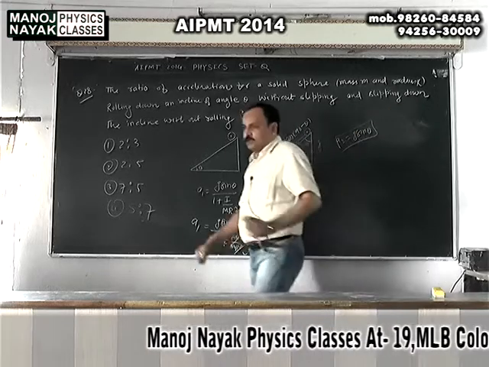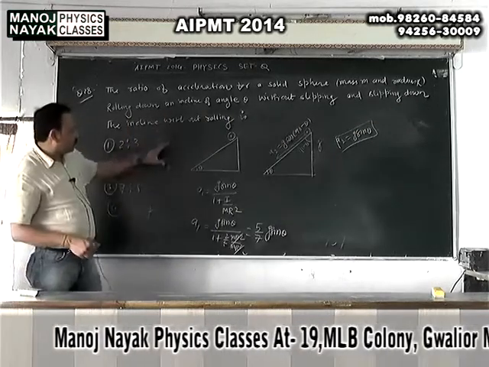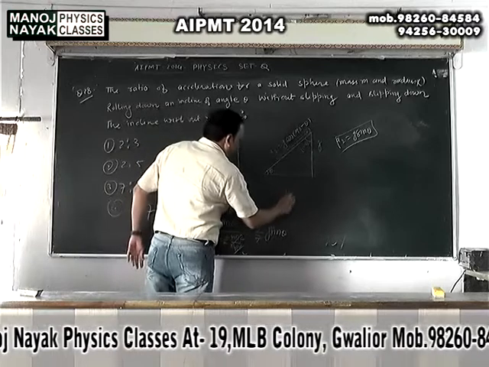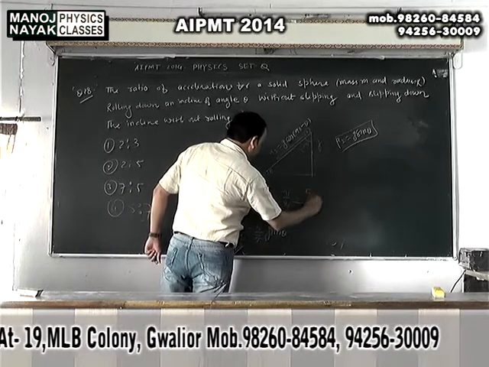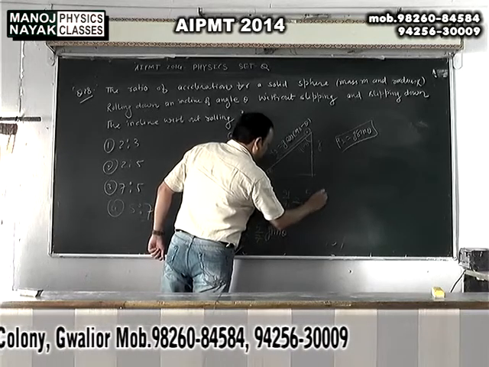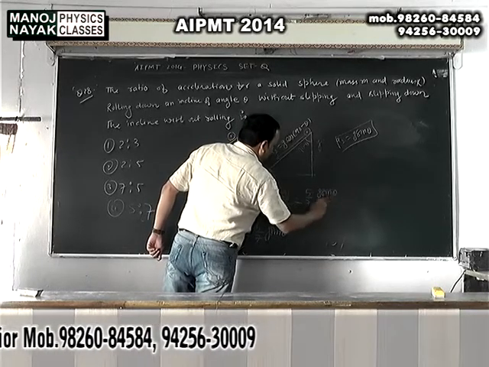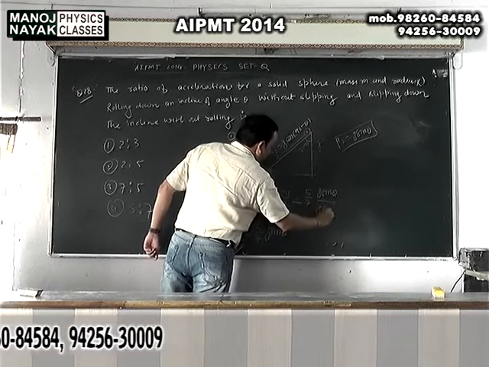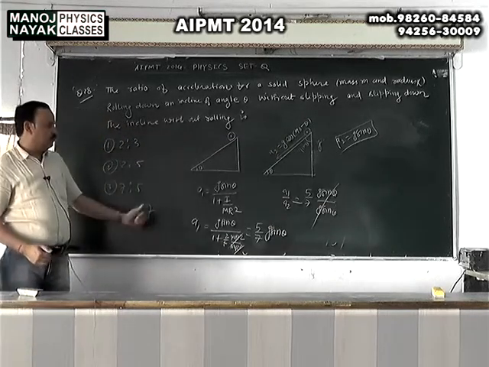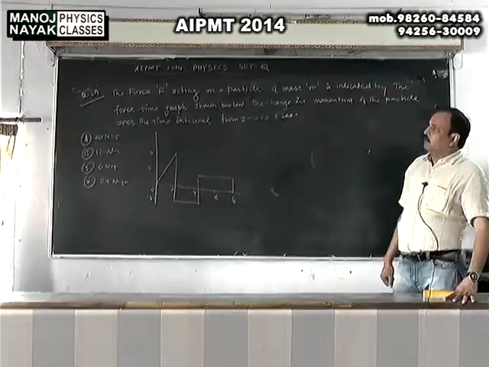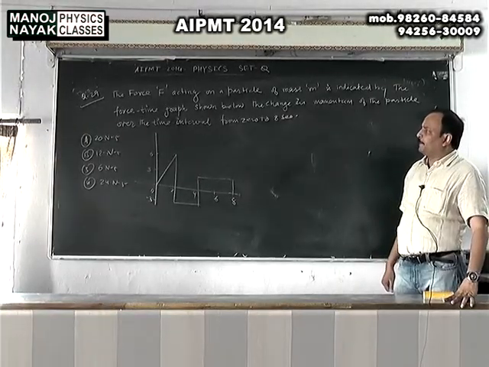Okay, here the ratio would be A1 upon A2 equal to 5/7 g sin theta divided by g sin theta. Our appropriate answer is 5:7. Okay. Next question is 29.